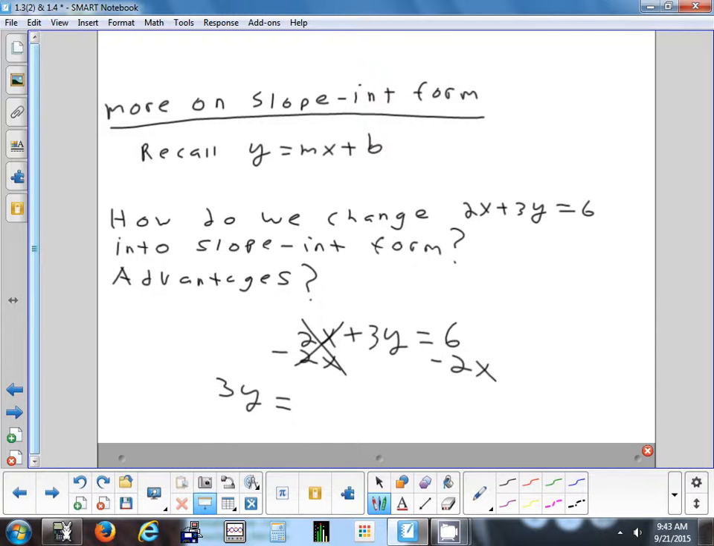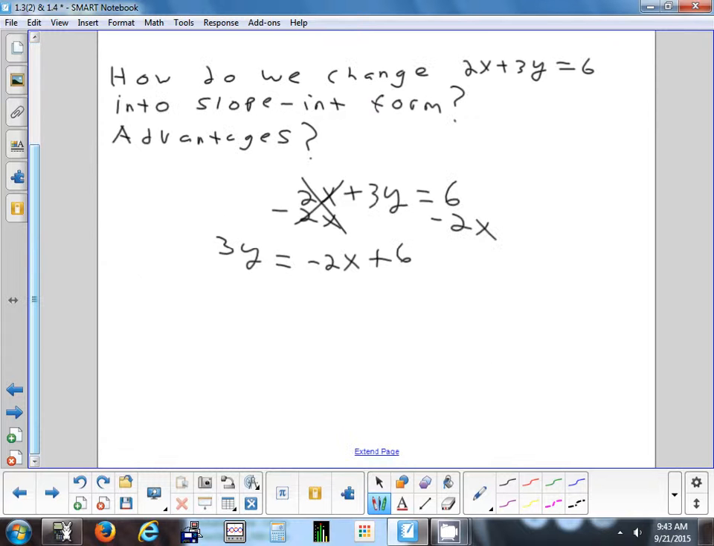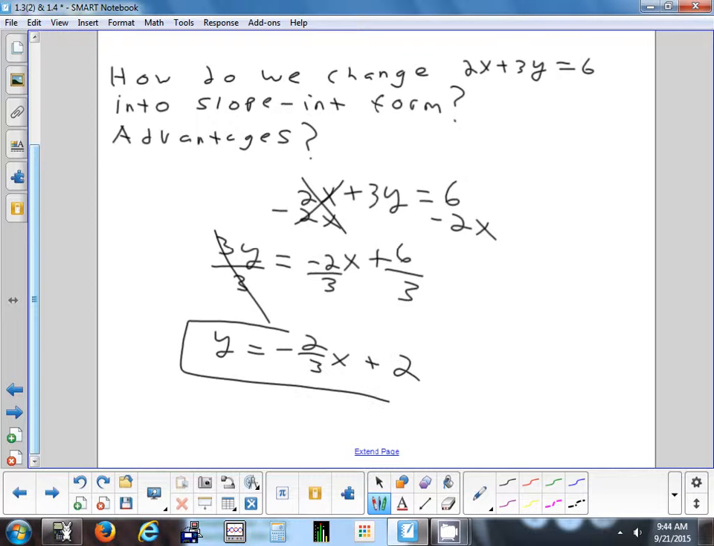And how should I write this to try to keep it in mx plus b form? Yeah, Jamie? Negative 2x plus 6. Good, I like how he said that. He said negative 2x plus 6 rather than 6 minus 2x. Okay, and then my last step would be to divide everything by 3. So my equation is y equals negative 2/3 x plus 2.